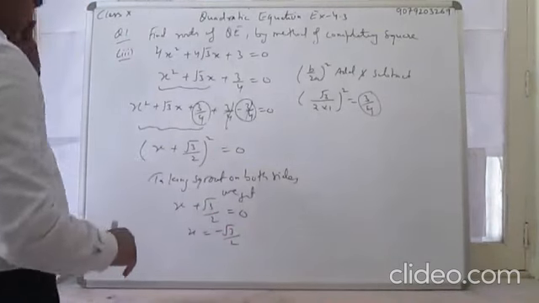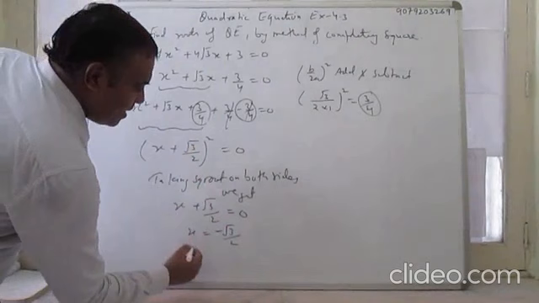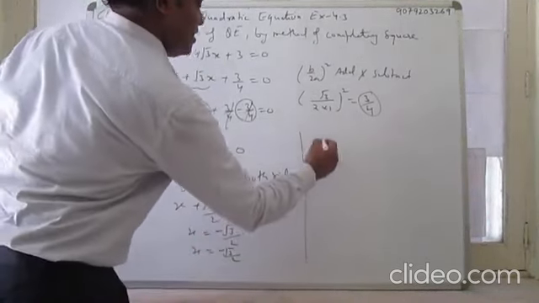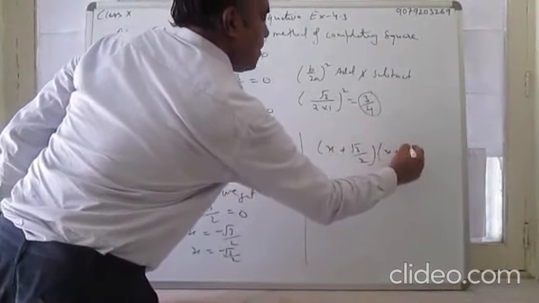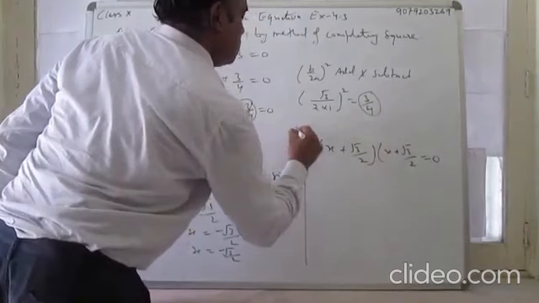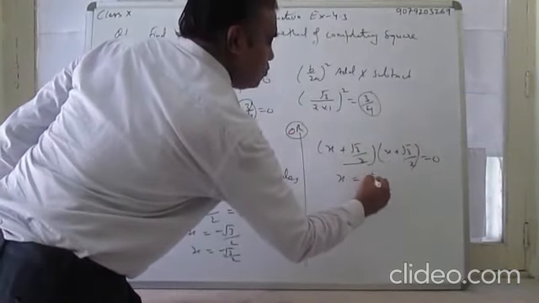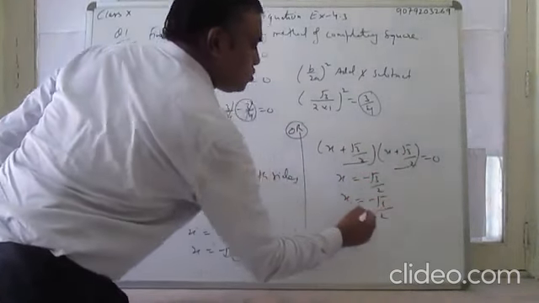Again you do this. It is square, so again x की other value भी क्या होगी, -√3/2. Or you can write in this way, x plus √3/2 is equal to 0. It means one time use this bracket and next time you can use this bracket is equal to 0.